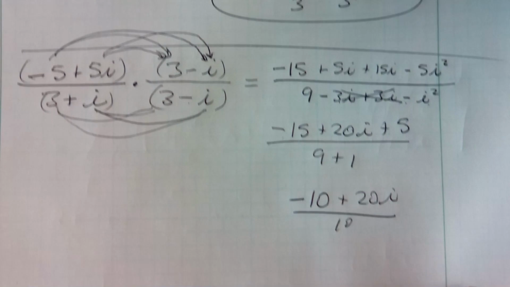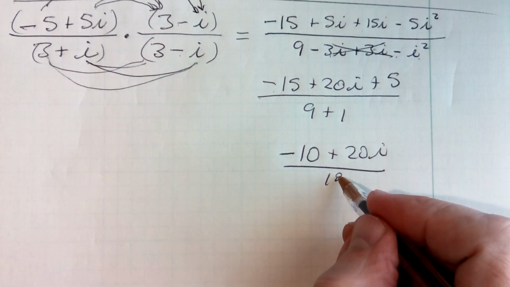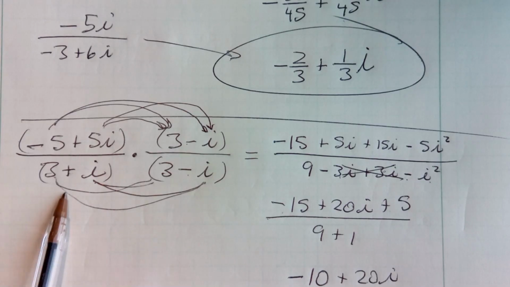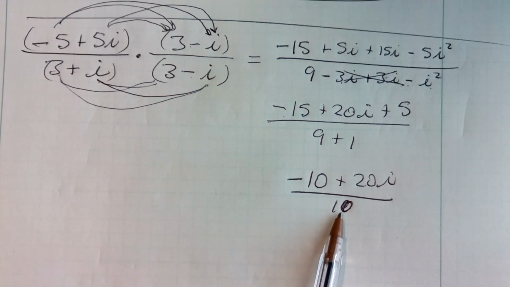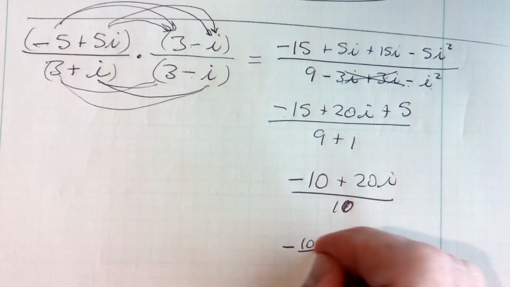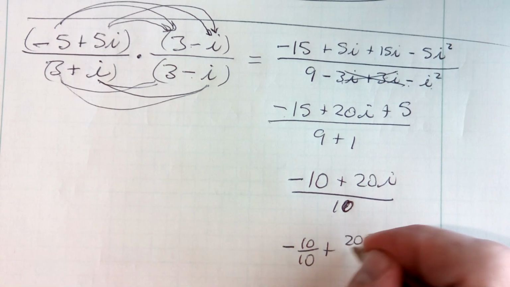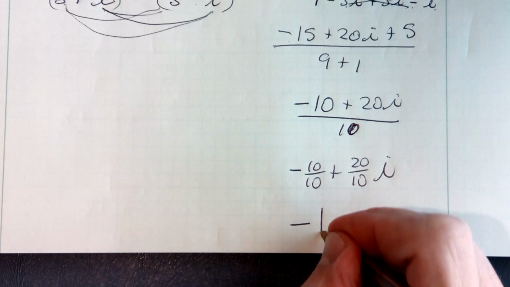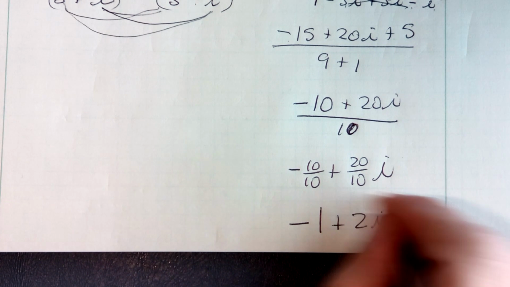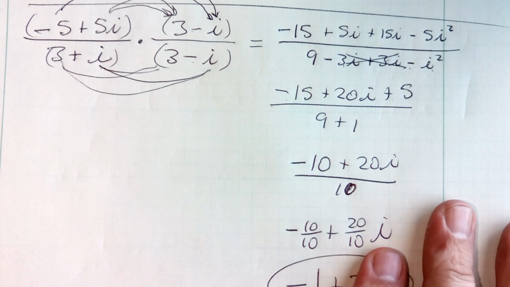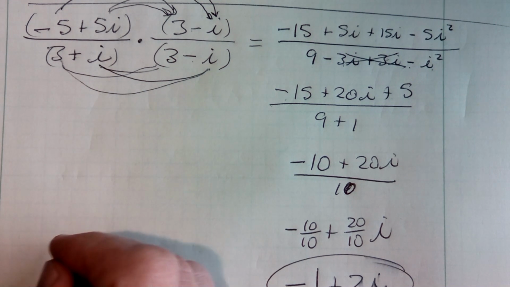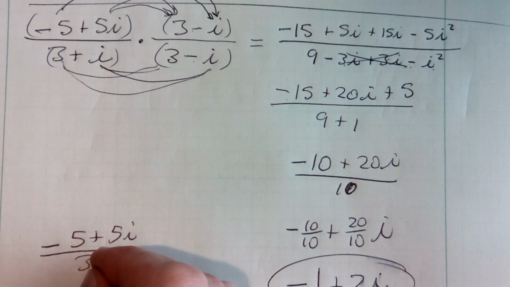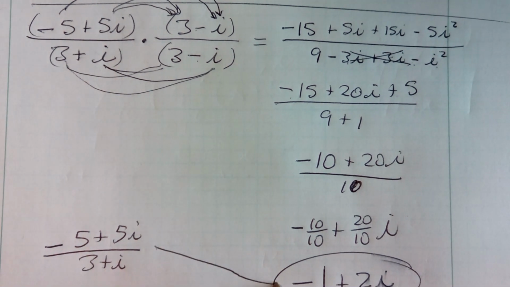Separate that now into two fractions. Now we can separate. You can only separate once you have a single number in the bottom. Never try to separate when there's two terms in the bottom, only when there's one term. But I'm going to get a negative 10 over 10 plus 20 over 10i, which reduces to a negative 1 plus 2i. So this expression here, I'm going to even rewrite it, negative 5 plus 5i divided by 3 plus i becomes a negative 1 plus 2i.